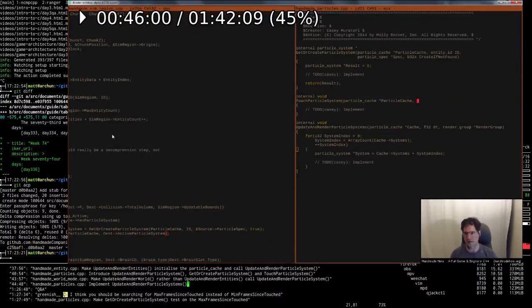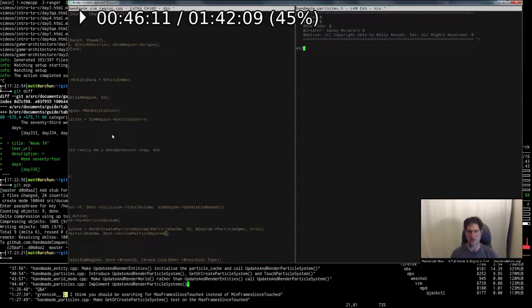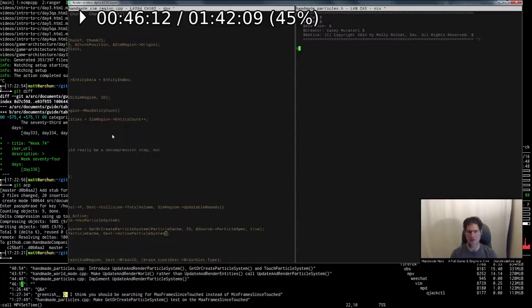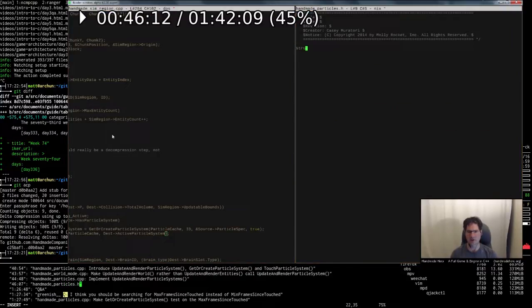Yeah, and so that was just a wrongness. And that starts to look pretty reasonable to me. So here we go with particle system and particle cache.